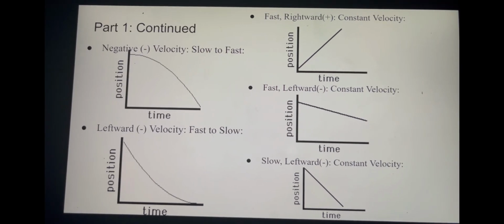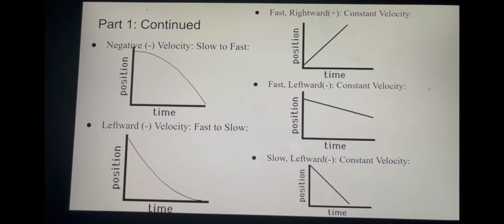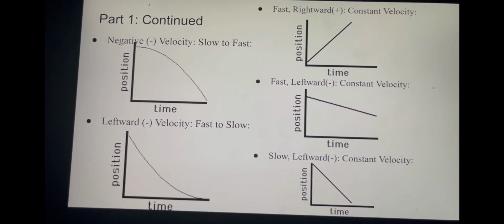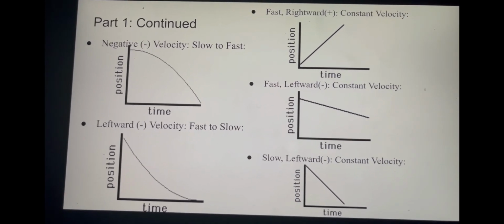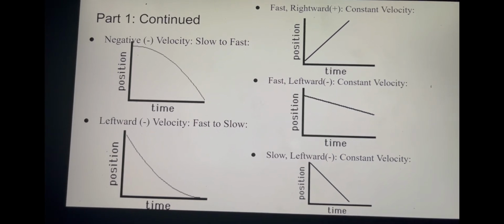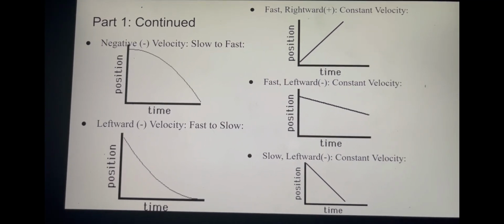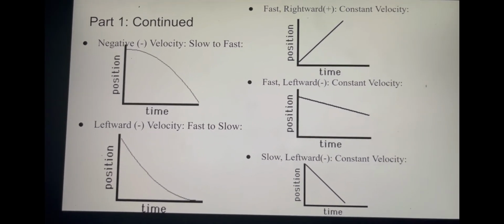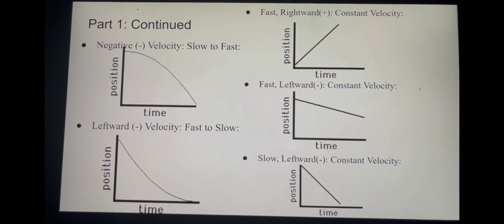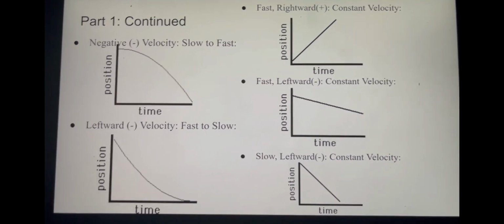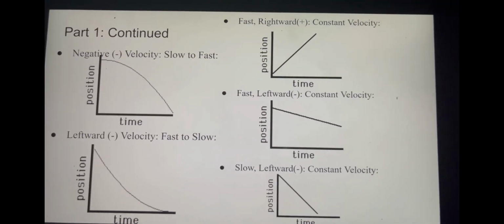Now, for a negative velocity, for a negative change in velocity, your line is going to be curved because it's changing. Now, if it's slow to fast, it will be a hill type curve. But if it's fast to slow, it'll be an incline. Now, there's a difference. Slow to fast is negative, but fast to slow is leftward. Because one is stopping and one's going, in terms of speed and acceleration. But that's something we don't have to worry about because this is a velocity graph.